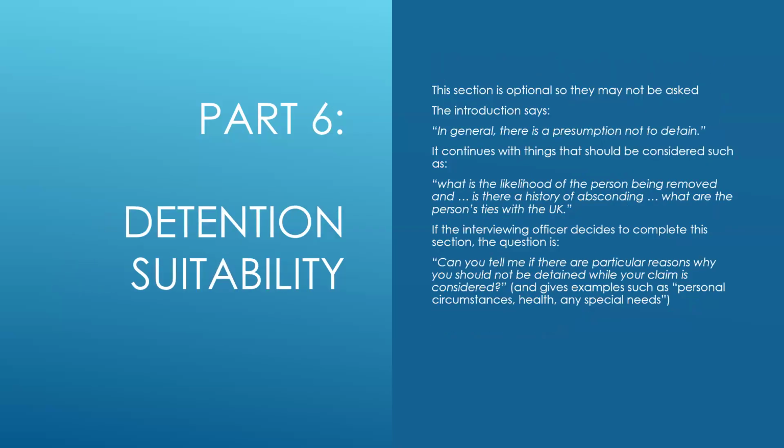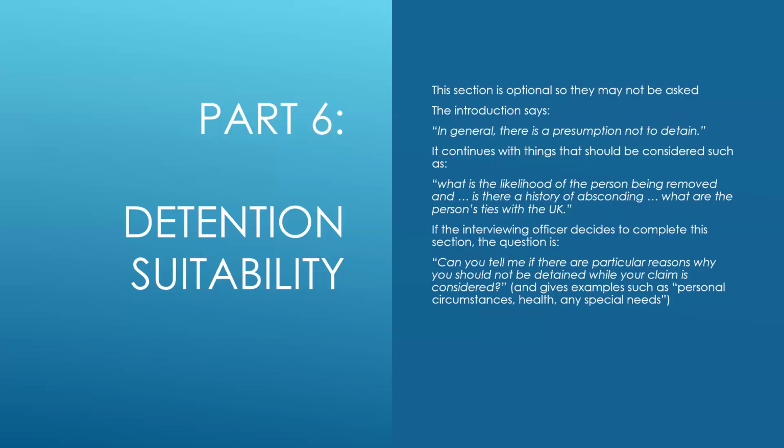Now, part 6 is a section they may not even ask you. It's for the officer to take information, if it's needed, to decide whether they should detain you rather than giving you bail. The majority of people are given bail. They're told they must live at a specific place or report at a certain time, things like that. So this section is optional. You may not be asked. But the introduction says, in general, there's a presumption not to detain. They will not detain most people.